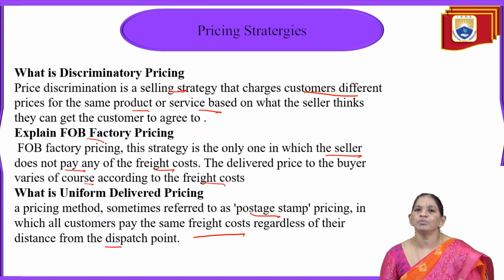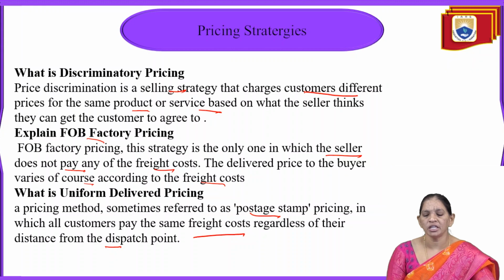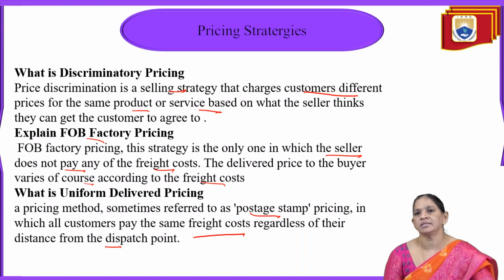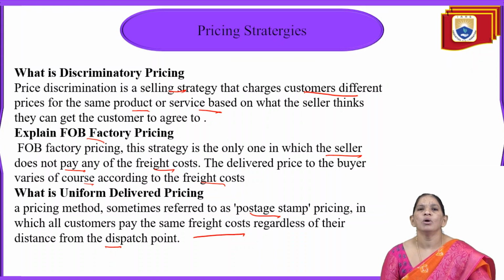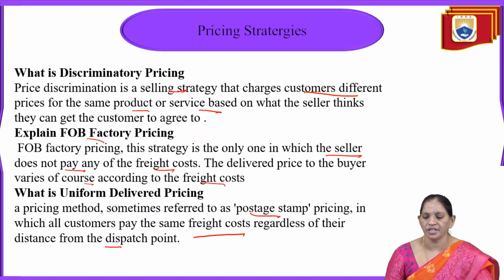Here it is FOB pricing. We can differentiate between FOB and uniform. In FOB, the delivery charges or freight costs change according to the customer's place or type of cost. But in uniform delivery pricing, whatever the area or distance, all get an equal freight cost or postage stamp cost. Irrespective of the distance of delivery, all are charged the same price, which we call uniform delivery pricing.